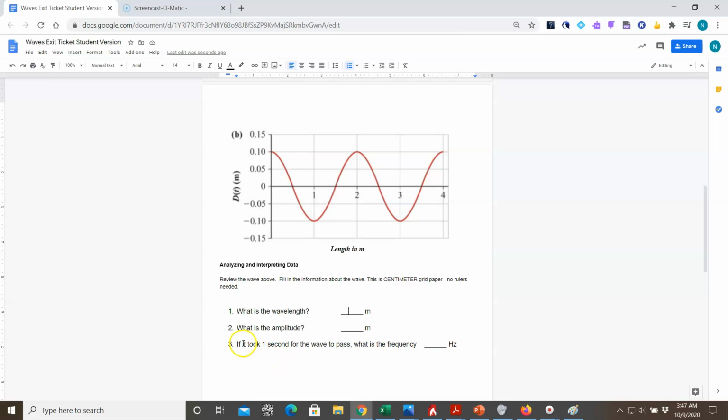The last part says, and the same for the amplitude. You have to figure out what the amplitude is to put in the measurement. The last part says, if it took 1 second for the wave to pass, what is the frequency? So you have to go back to your understanding of frequency to figure that out. In the case of frequency, you're not necessarily going to use the measurements here, but you are going to have to count something. So that's my hint to you.